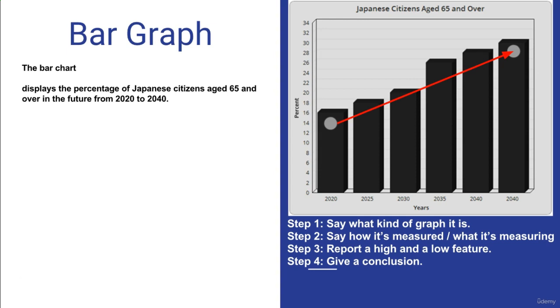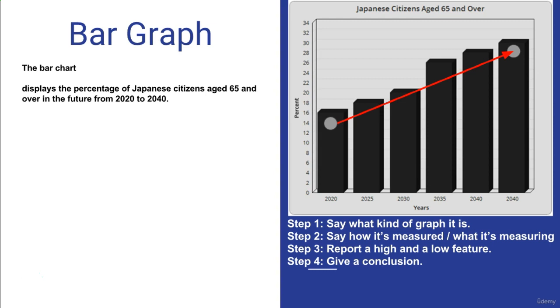Notice that the way I'm presenting how it's measured and the title of the graph are the same. It's okay to go ahead and read the title. That's fine. You only have 40 seconds, so it's just easier to just read the title. That way we can just say how it's measured or what it's measuring.